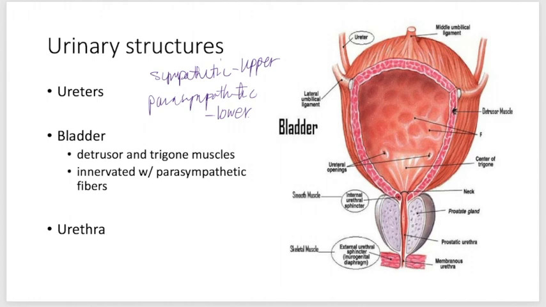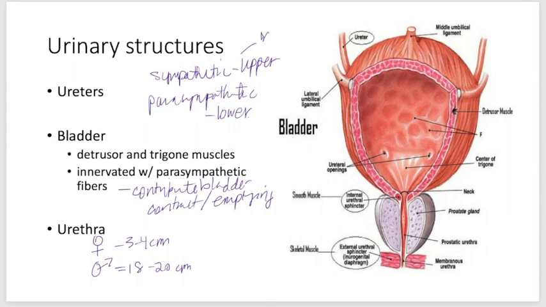So we have an internal urethral sphincter and we have an external urethral sphincter. The internal is going to be at the top of the urethra. This is a male, so you can see the prostate gland here. Females obviously would not have that. And the male urethra is 18 to 20 centimeters while the female urethra is 3 to 4 centimeters.